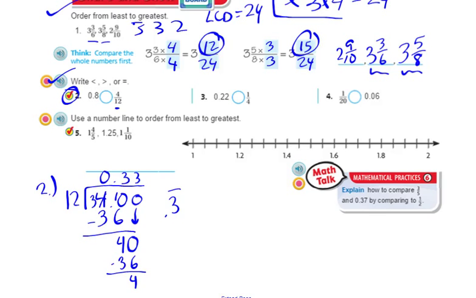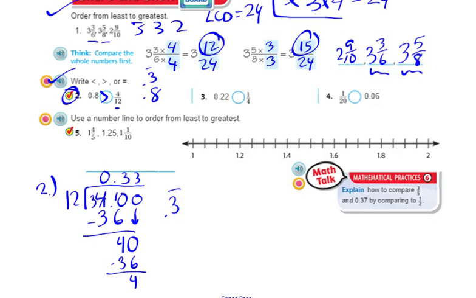So if I'm going to compare 0.3 repeating with 0.8, I could tell that the 3 in the tenths place is less than the 8. So what this means is that 0.8 is greater than 4/12. All right, so that's changing the fraction into a decimal. Let's move our attention to question 3 here.